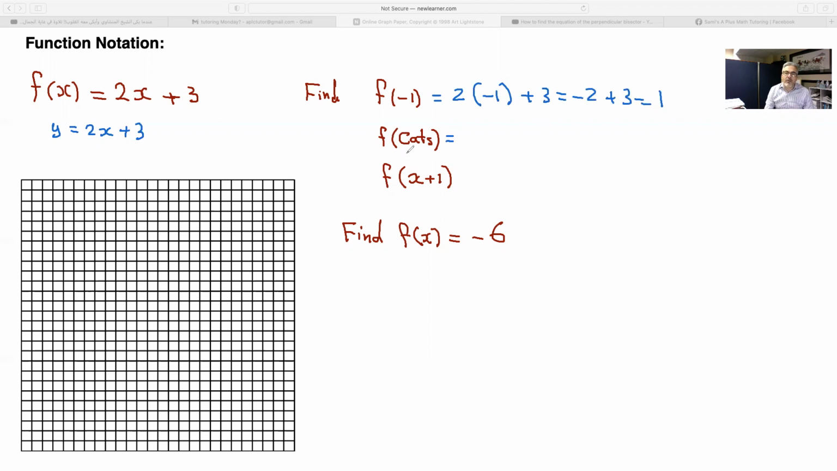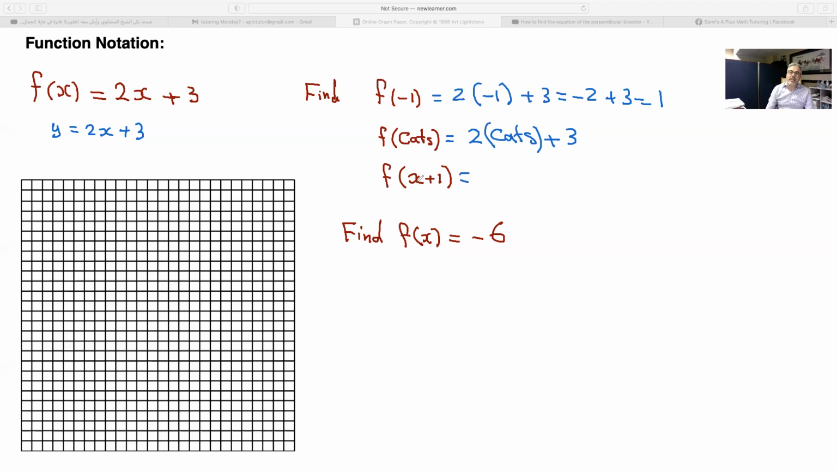Here is one for fun. How about if they say f of cats? So instead of x, now they have cats. Therefore, instead of this x, also you substitute cats for this x as well. So you'll get 2 cats plus 3, and this is as far as you could go. So 2 cats plus 3.